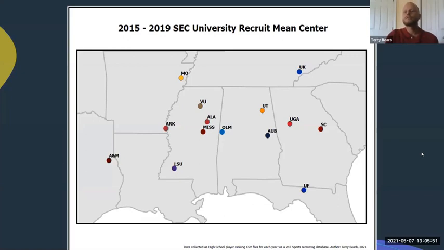And then in this map, we're not really focusing on specifically where the campuses are located, but more so on the recruiting mean centers for the 5 years for each of the schools. So where are they plotting on this map here? And what we can see is that they're mostly congregated in a single area, but specifically in these 3 states, we have the bulk of the recruiting mean centers.